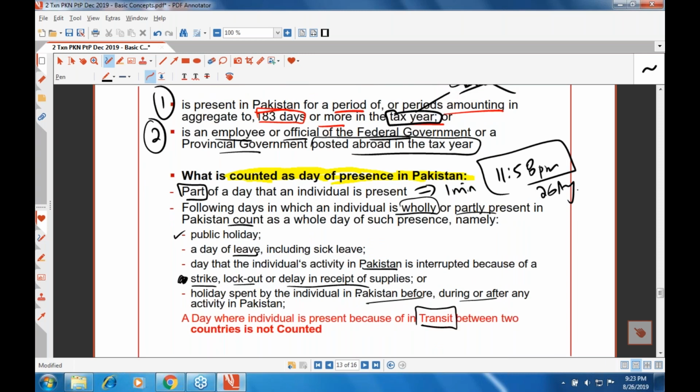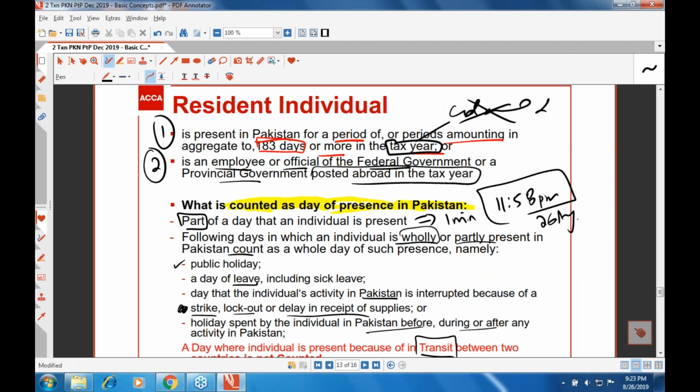Is everyone okay with this? Anyone has any question with respect to resident individual? That how do we establish resident individual? If you're okay, then I can move forward.